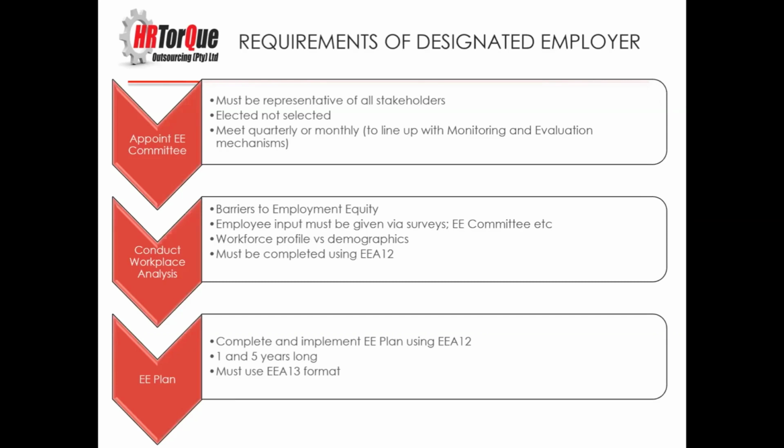And there's a specific document that is called the EEA 12, in which, as the committee, we need to have a look at our workplace, identify where we are falling short, and to start identifying barriers to employment equity. Often this is a very difficult one because people actually don't understand what is meant by that. And so as the HR manager or as the senior manager, we need to give information to the employees to say, we don't have enough females. Why don't we have enough females?